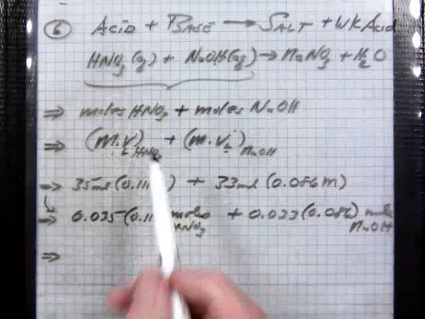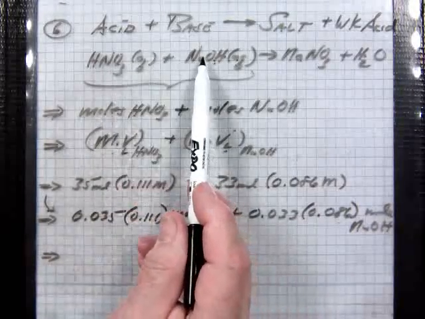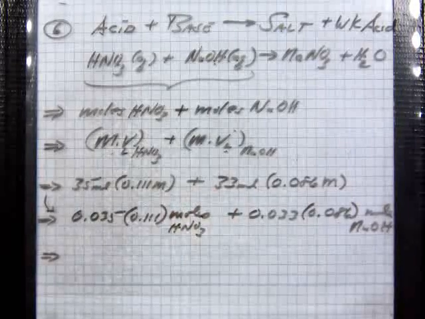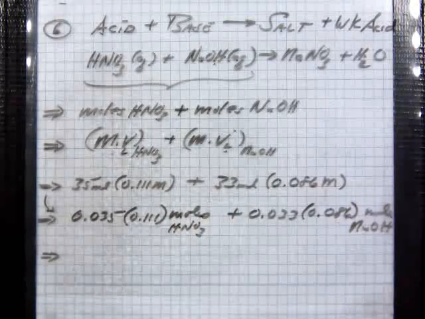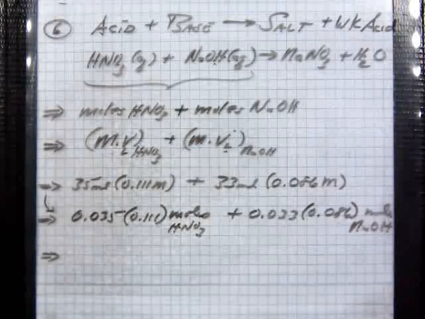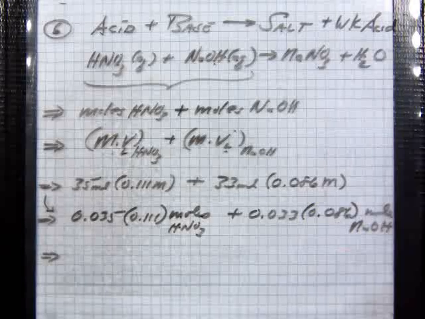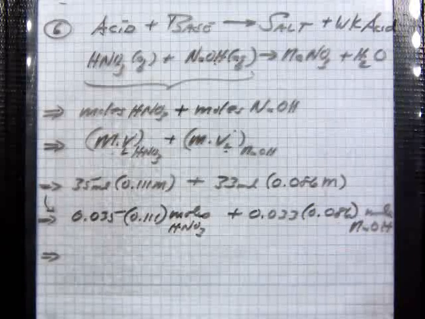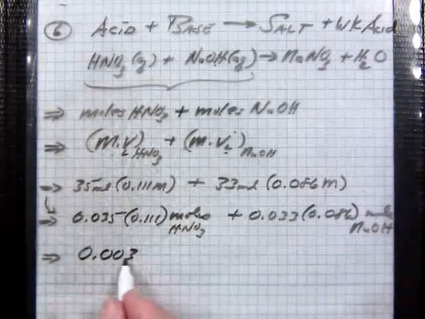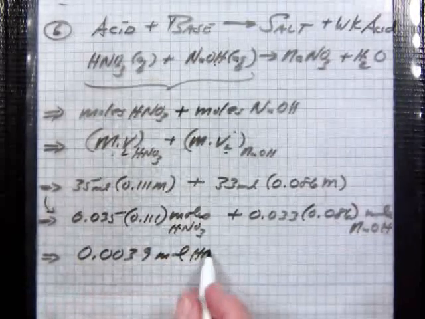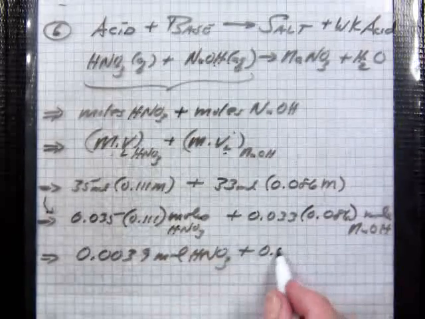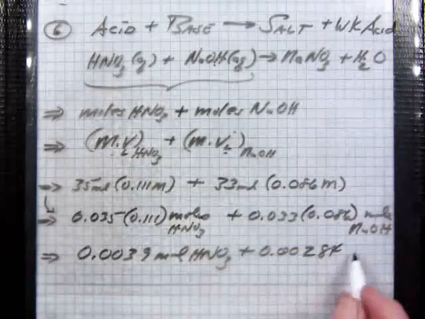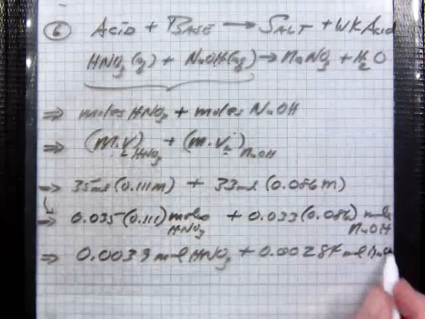Now study that for a second. So here we have a 1-to-1 reaction ratio, so moles and moles. Now one of them's going to be the limiting reagent. What's going to happen? Okay, so this comes out to be, by my calculator, 0.0039 mole HNO3 mixed with, actually, 0.00284 mole of the sodium hydroxide.